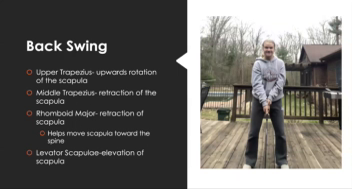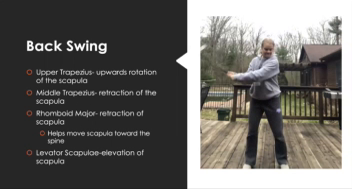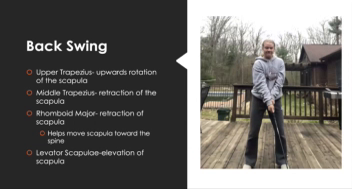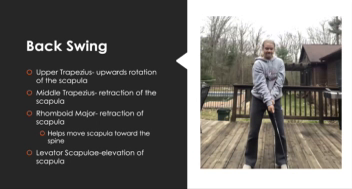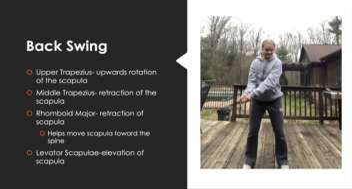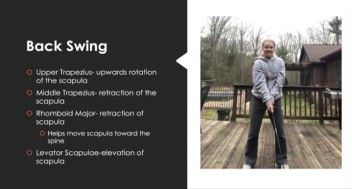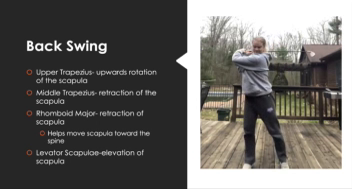During the backswing, the upper trapezius rotates the scapula upwards, and the middle trapezius retracts the scapula. The rhomboid major also retracts the scapula, so these motions just help move the scapula toward the spine. And then the levator scapulae helps to elevate the scapula.